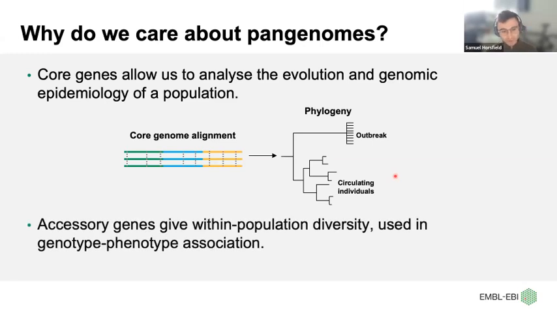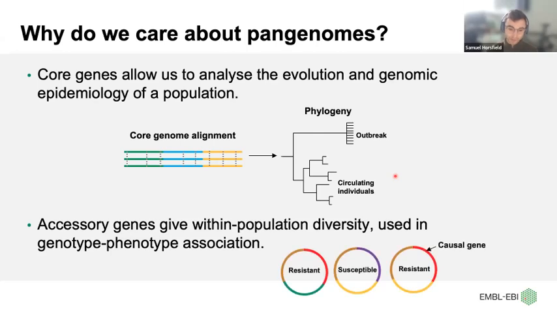Whereas looking at accessory genes gives us an idea of the within population diversity of a species or genus or whatever taxonomic level you're looking at. And this is particularly useful in conducting genotype-phenotype association. So many of you may have heard of genome-wide association studies in, say, humans, looking for statistical associations between genetic variants and a phenotype. You could do the same thing in microbial data.